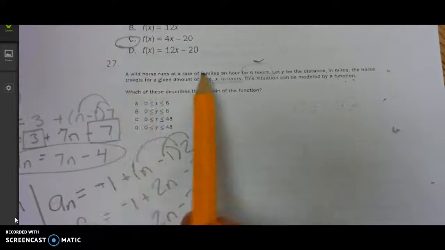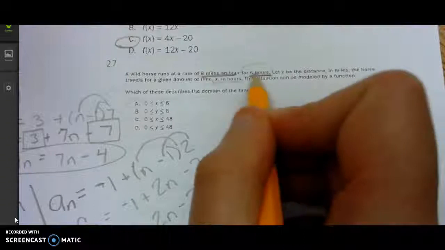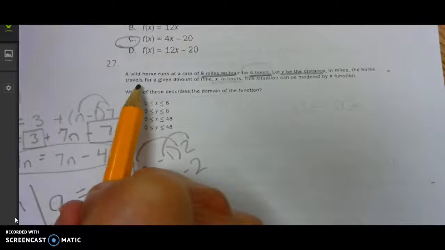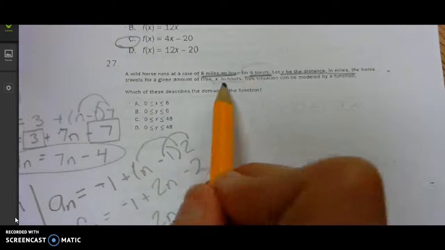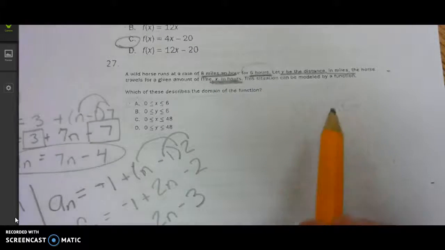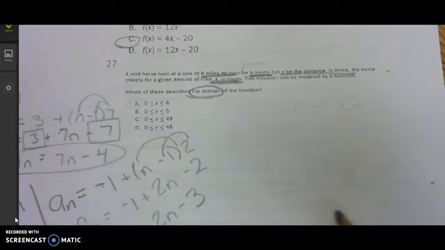27 says, a wild horse runs at a rate of 8 miles an hour for 6 hours. Let y be the distance in miles the horse travels, and x be the time in hours. This situation can be modeled by a function. Which of these describes the domain of the function?